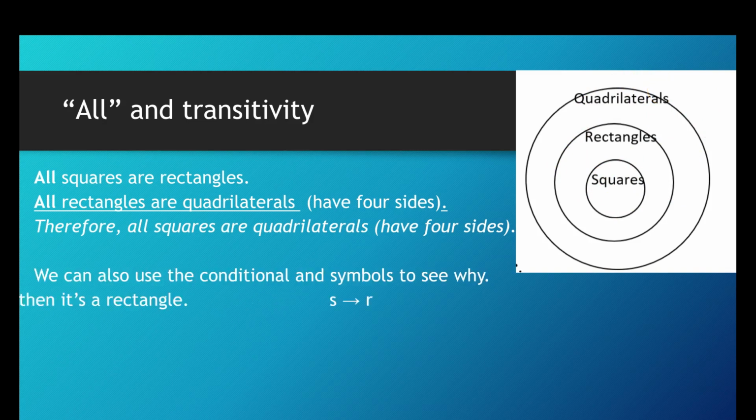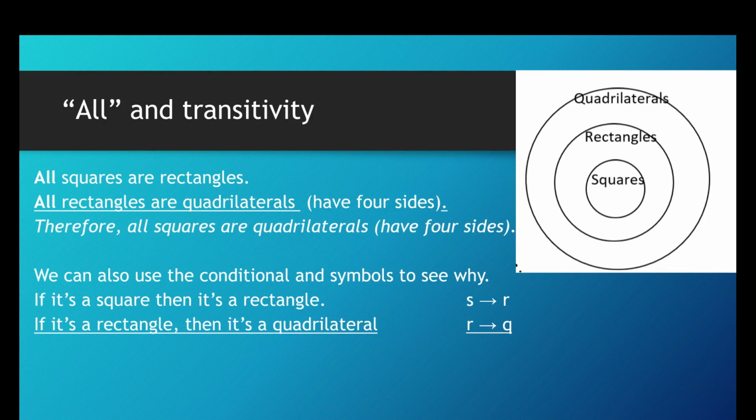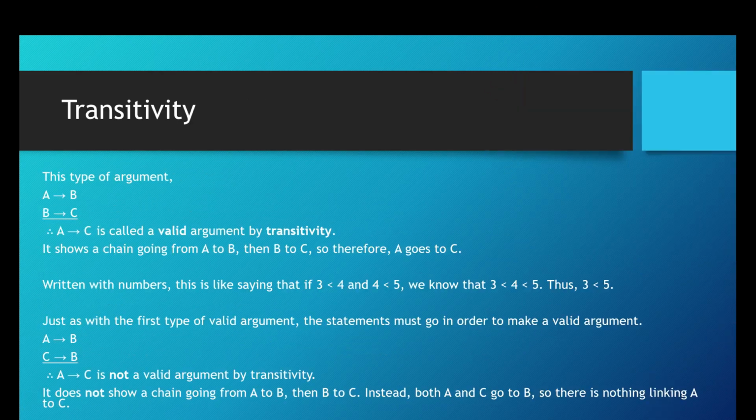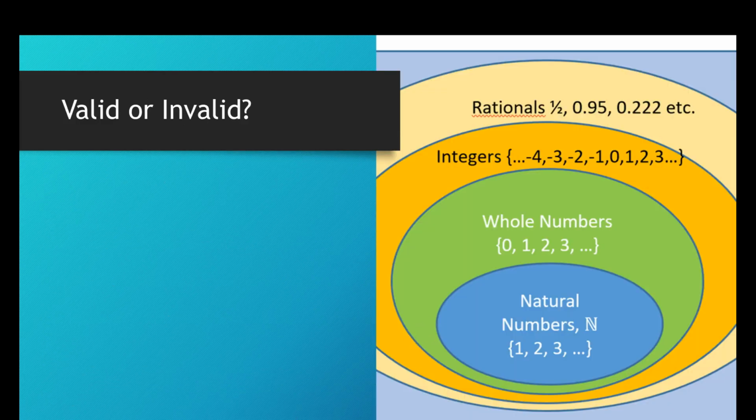Now let's use the arrows. If it's a square, then it's a rectangle. What's the next one going to be? All rectangles are quadrilaterals. How does that translate into if then? Next one's going to be, if it's a rectangle, then it's a quadrilateral, R to Q. And the conclusion is, therefore, if it's a square, it's a quadrilateral. That's a valid, correct conclusion. And the reason it's valid is by something that's called transitivity. Notice how we have S going to R, R going to Q, and then S going to Q.